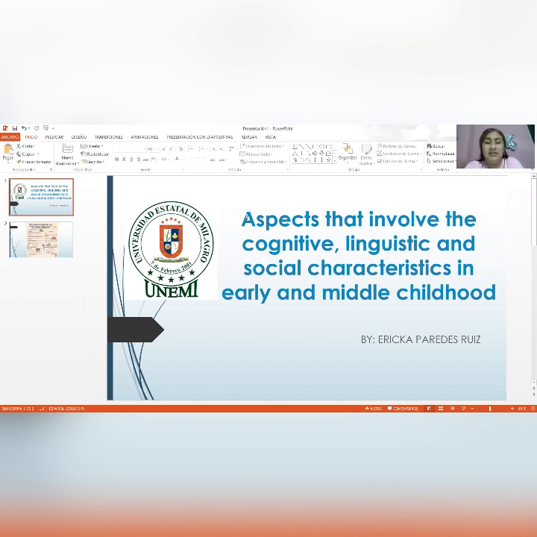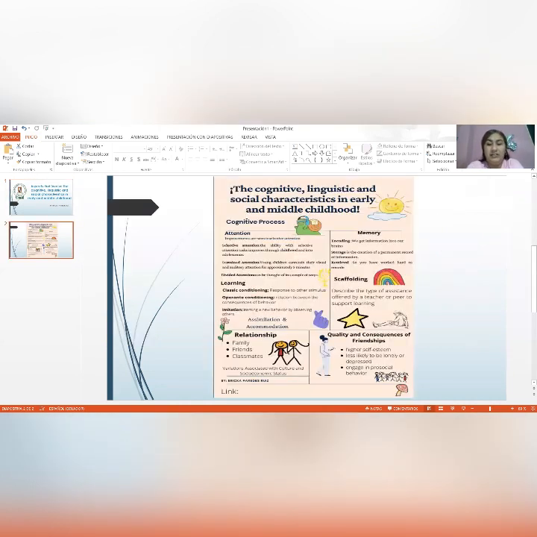Today I talk about an aspect that involves the cognitive, linguistic, and social characteristics in early and middle childhood. To continue with the topic, you can see my poster. The first topic is the cognitive process. This process has three main elements.